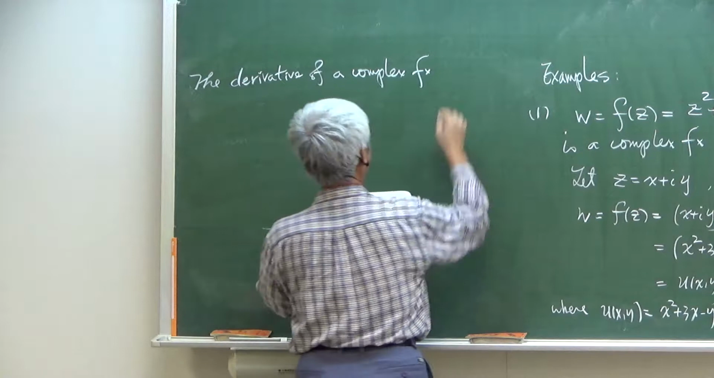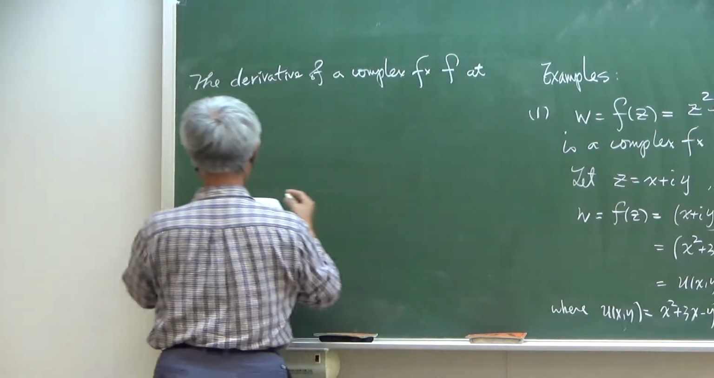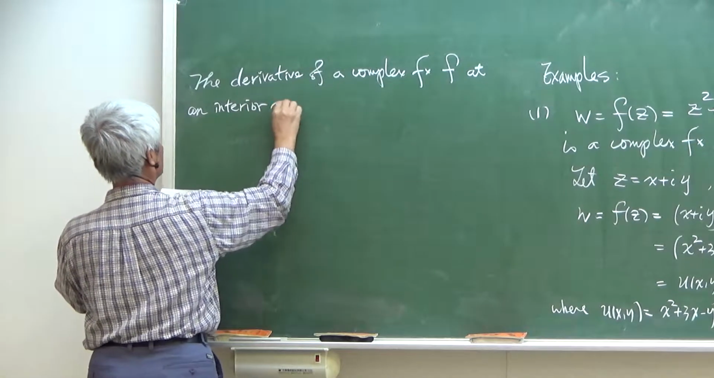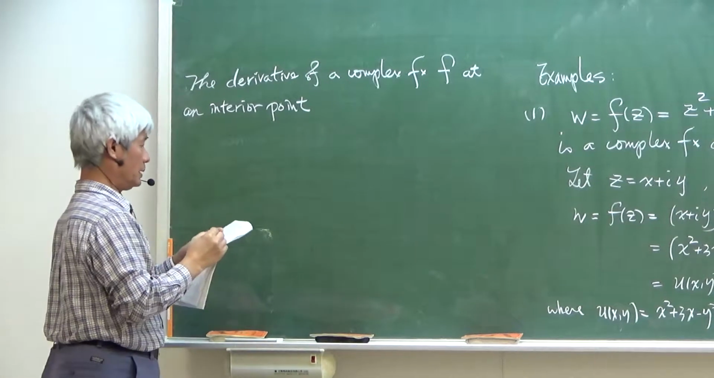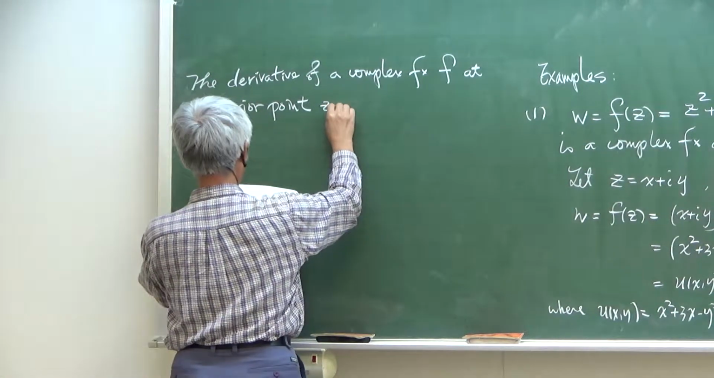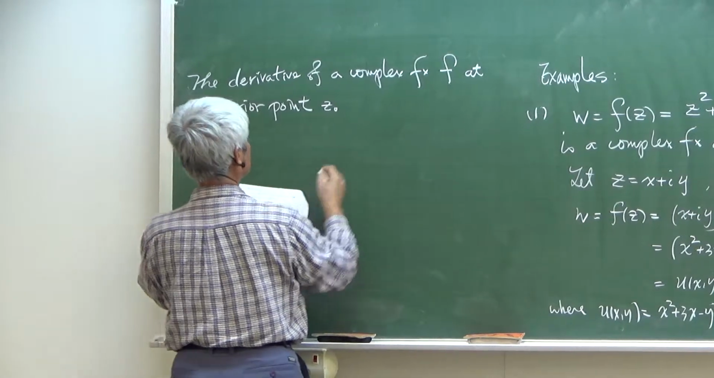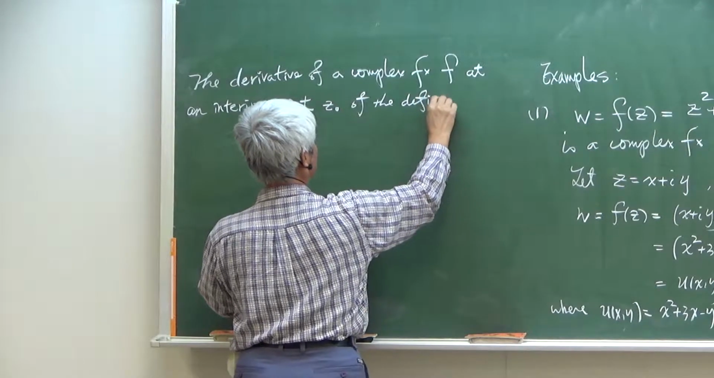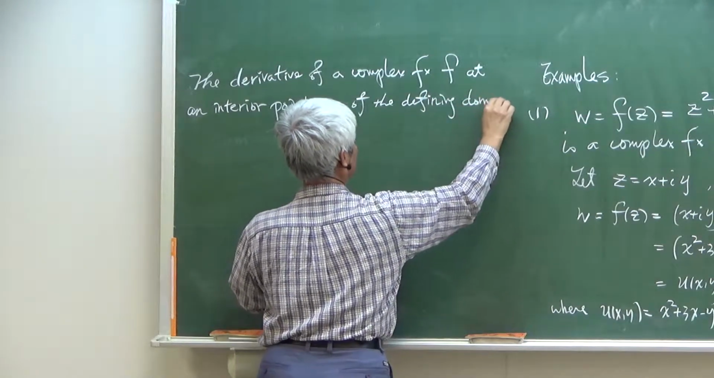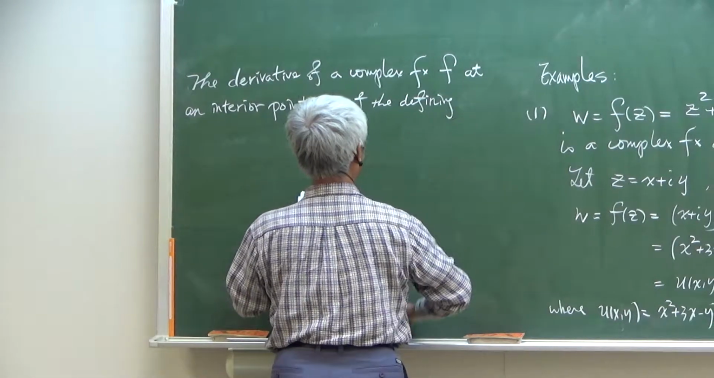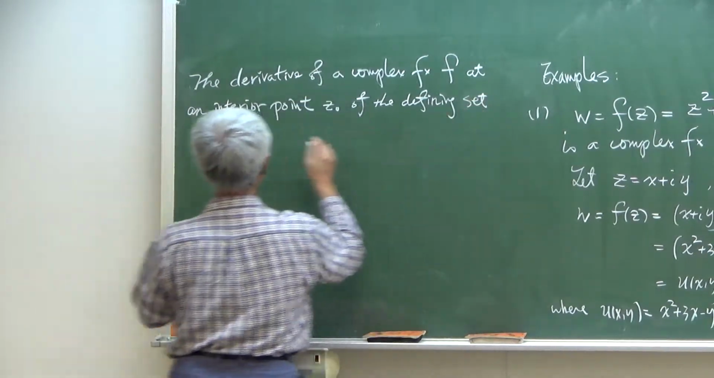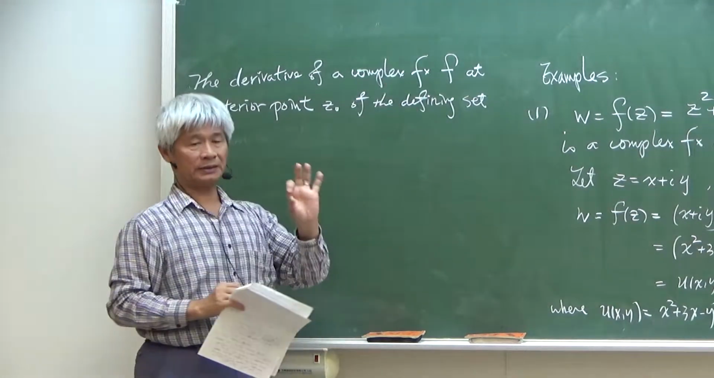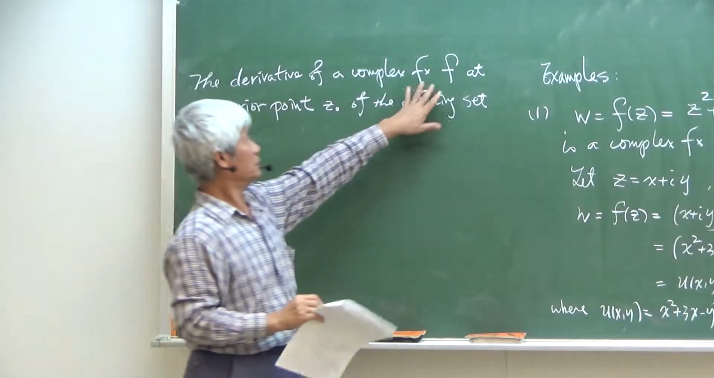So now, the derivative of a complex function f at an interior point z0 of the defining domain. I have to be careful, the defining set of f. Okay, so we said the defining set of f means the set on which f can be defined.